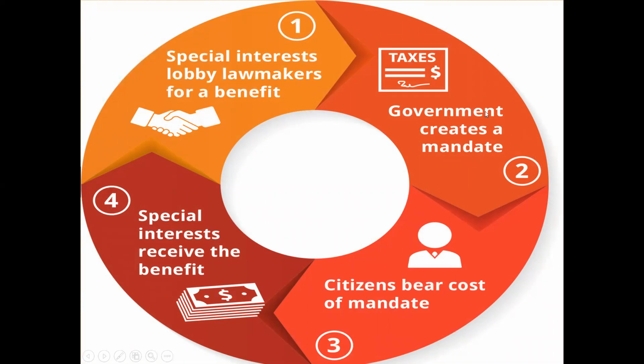Okay, let's use, for example, a new law they could put in: everyone must purchase cell phone insurance. Maybe you don't think you need cell phone insurance, but there's definitely an insurance company that would benefit if everyone had to buy it. The citizens then have to follow whatever the government laws are, and the special interest group usually receives the benefits.